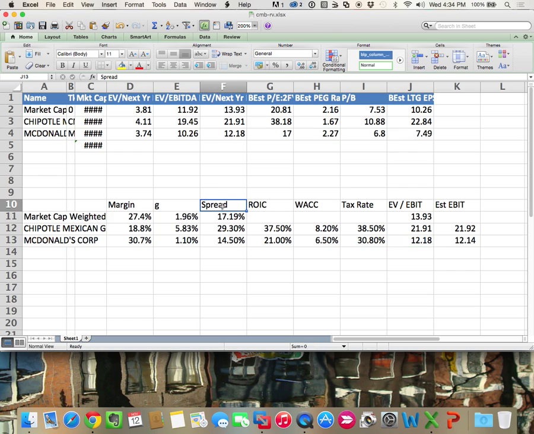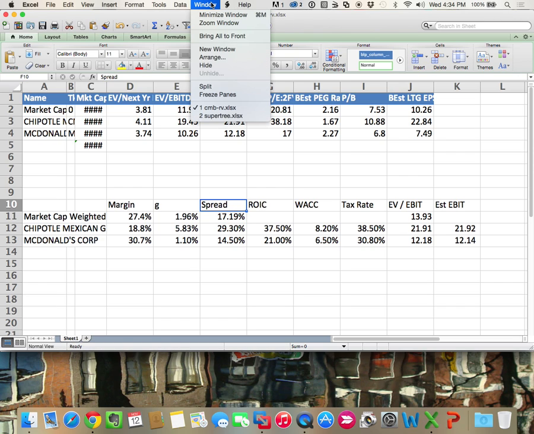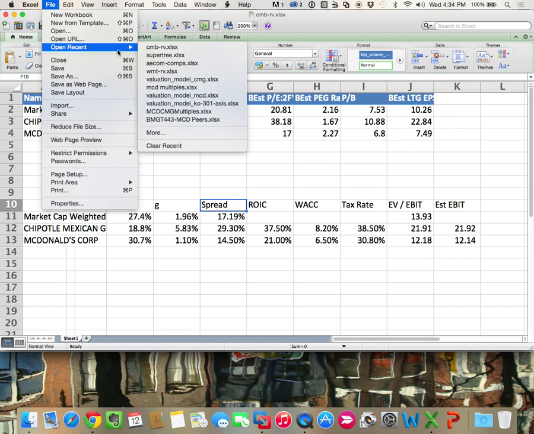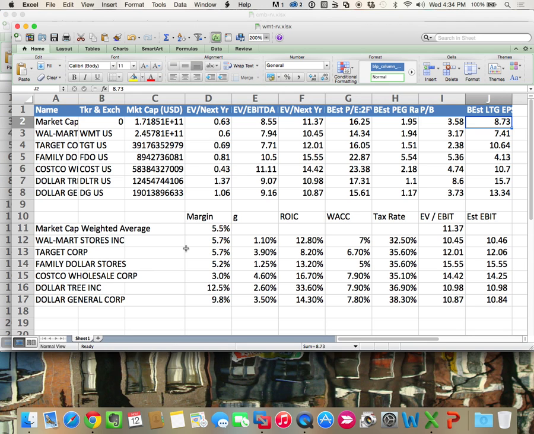Now, I added an additional column called spread. Because if you go back to the Walmart example, one of the assumptions we often make when we do multiple analysis is all the companies have a similar WACC. But if you remember when we talked about Family Dollar, it had weird multiples because their WACC was an outlier, right?